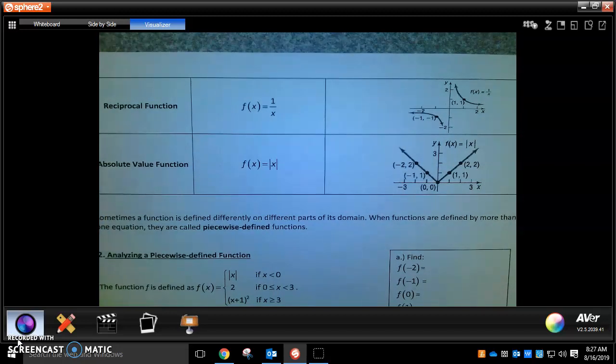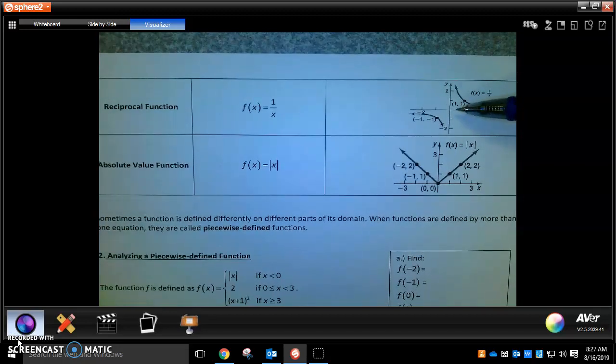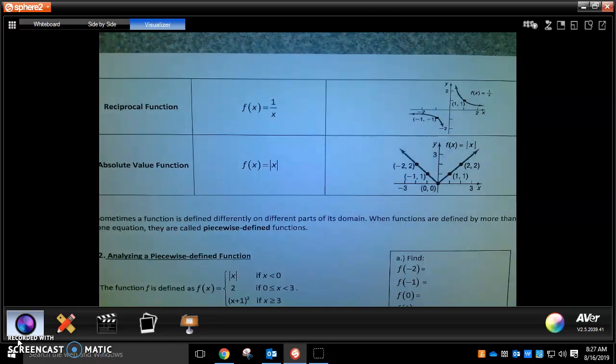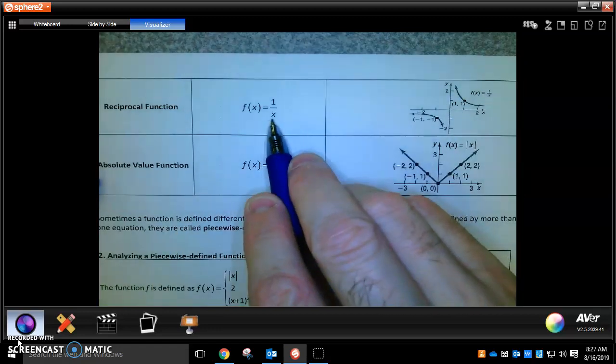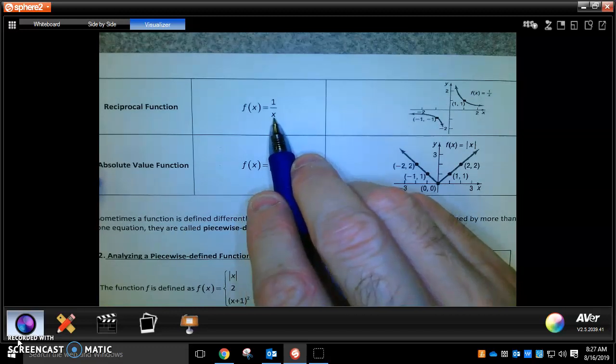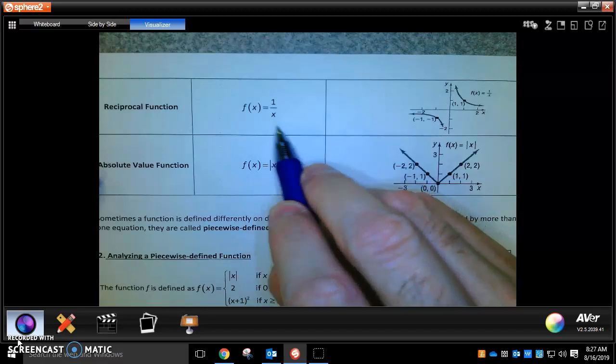Okay, third page. We've got what's called the reciprocal function. This is one you probably saw in Algebra 2, 1 over x. You cannot put a 0 into this. Okay, so this would have a domain that x cannot equal 0. But anything else you plug in, it gives you the reciprocal.